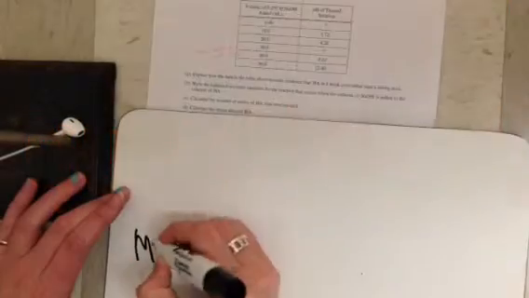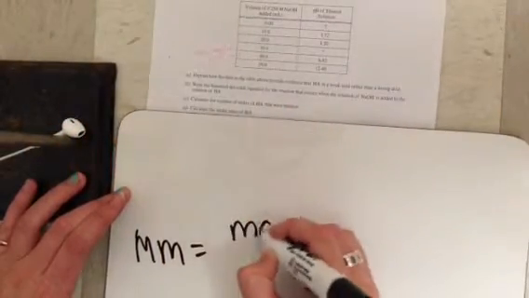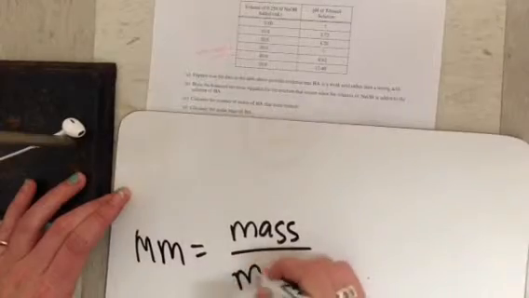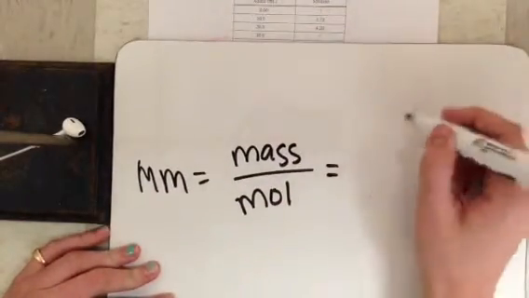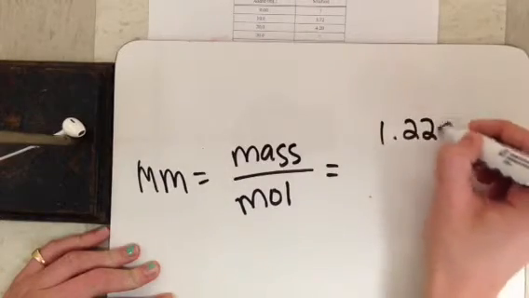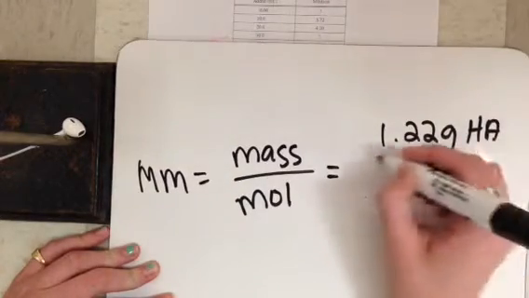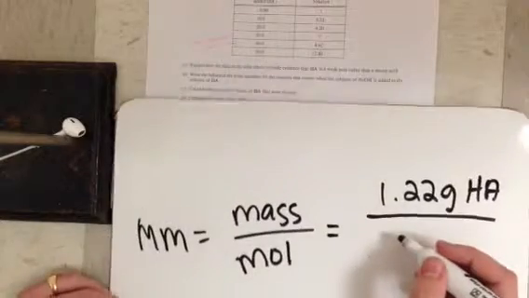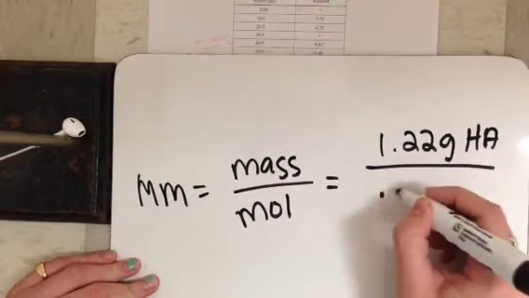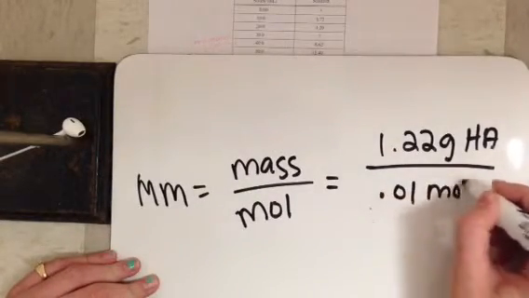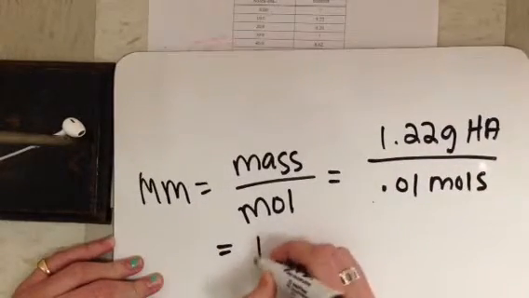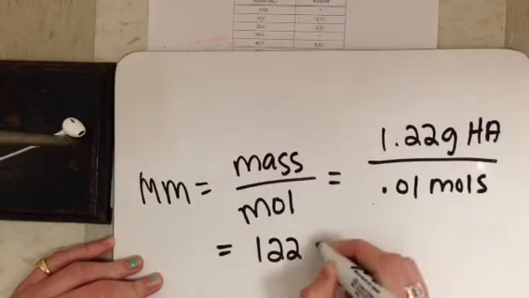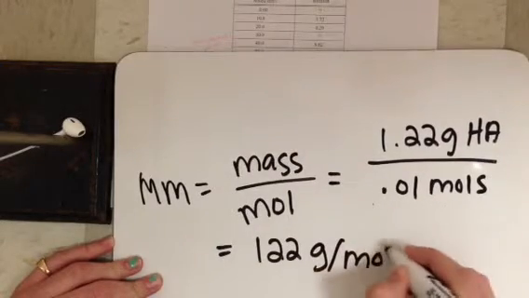We all know molar mass equals mass per mole. And the mass is given to us as 1.22 grams of HA. And we got, when we calculated the moles of HA, 0.01 moles. And we find the molar mass to be 122 grams per mole of HA.